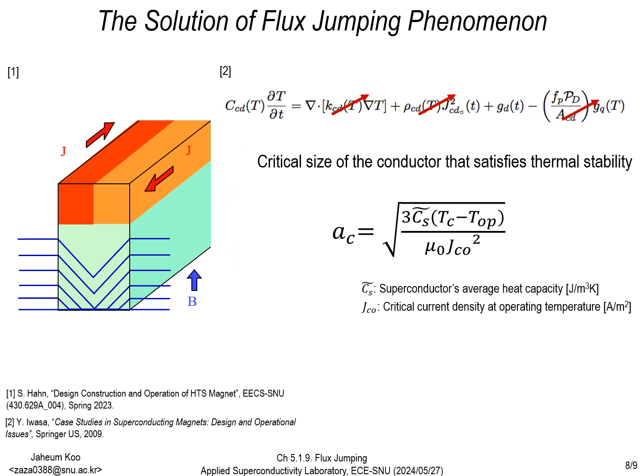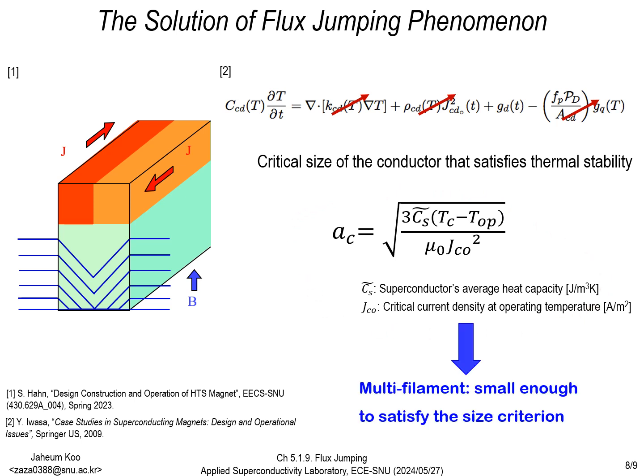Furthermore, particularly with low-temperature superconductors, one effective strategy to avoid the problem of flux jumping is to construct the superconducting wire using a multi-filament design. This design approach involves combining several thin filaments of superconducting material instead of a single, thick wire.